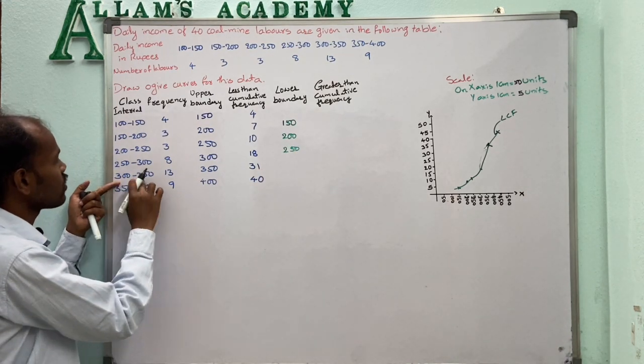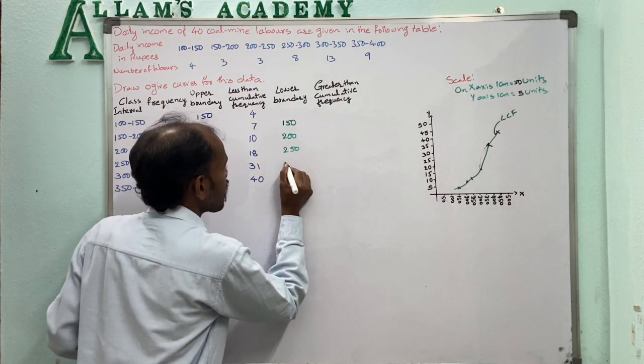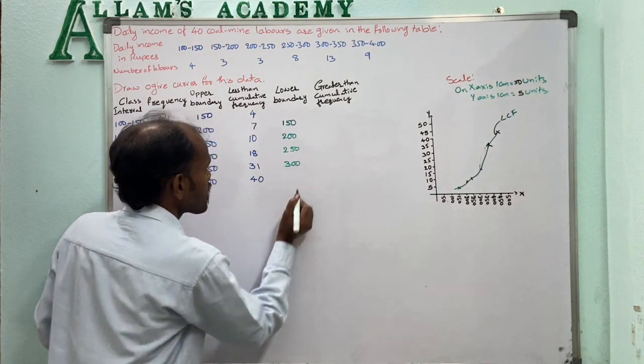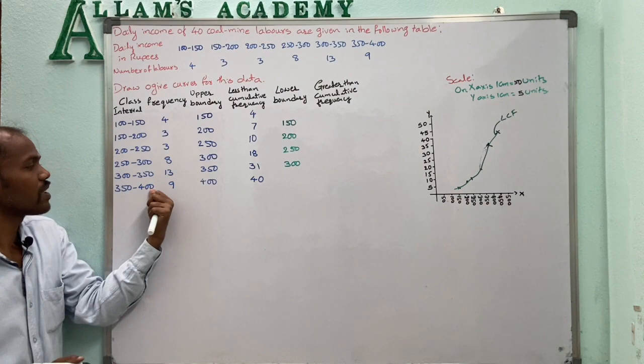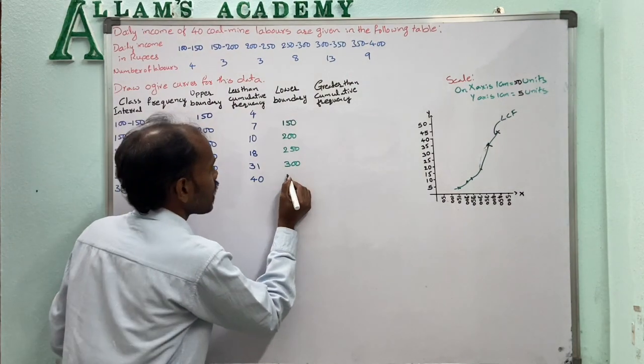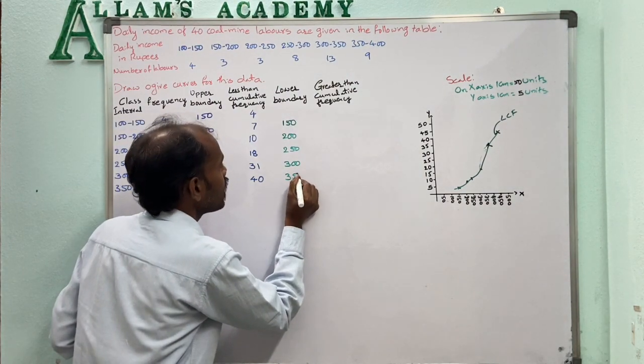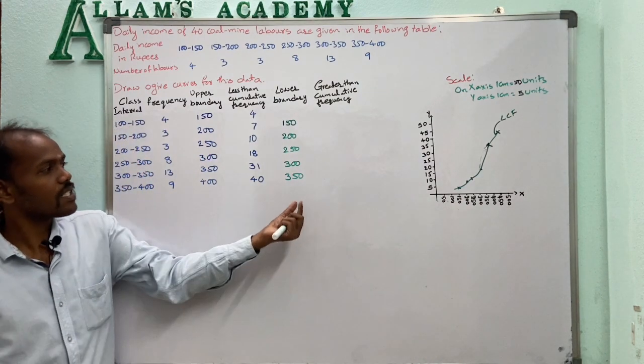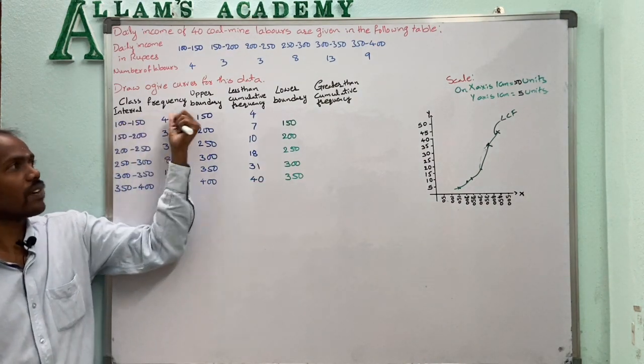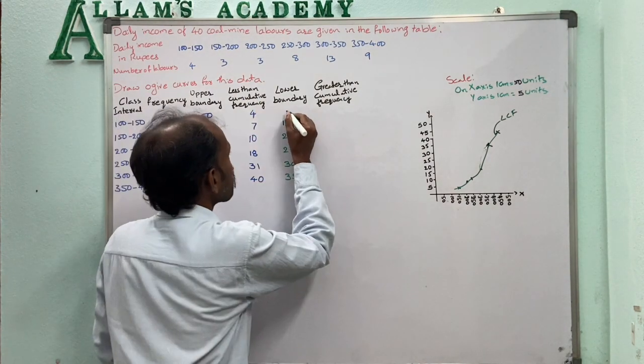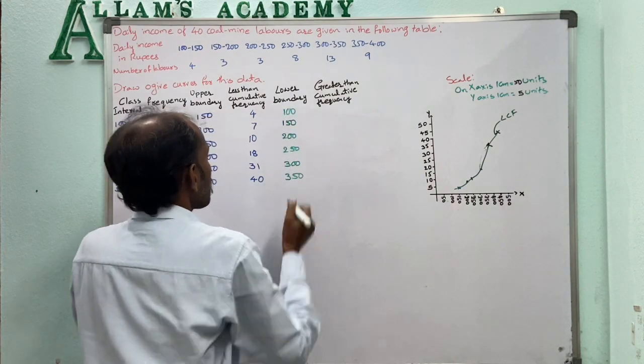For the class interval 300 to 350, the lower boundary is 300. For the class interval 350 to 400, the lower boundary is 350. And if we observe, for the first class interval the lower boundary is nothing but 100 only.